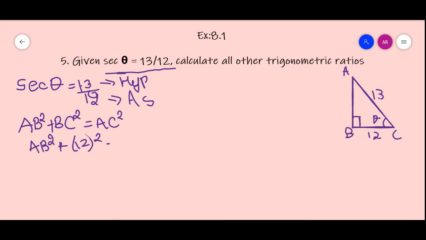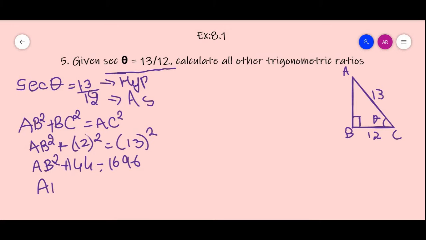And then we have known the value of AC also. What is AC? It's 13. So it's going to be 13 square. Alright, so AB square is going to be the same because we don't know the value yet of this AB square. And then 12 square would be 144, and 13 square would be 169.